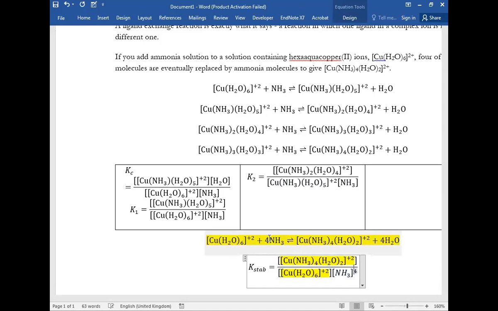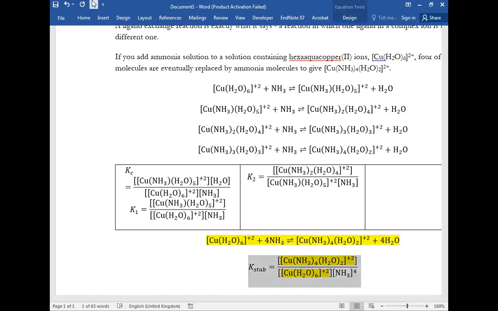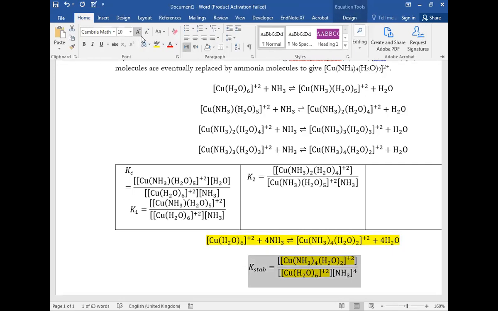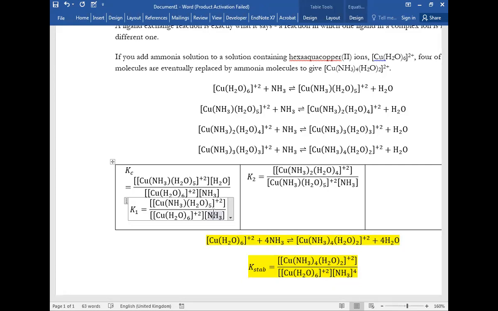How do you get this from the individual ones? How do you get the overall stability constant? Think about the ratios. I need NH3 to the power 4, that means NH3 into NH3 into NH3 into NH3. Each stability constant has just one NH3 in the denominator. How do I get the overall stability constant?